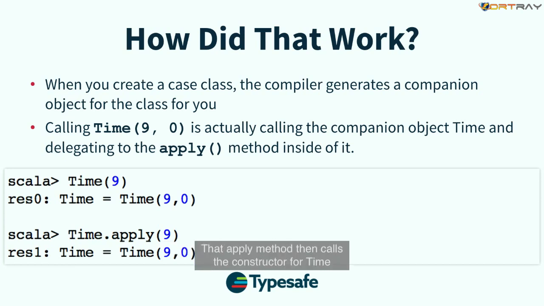That apply method then calls the constructor for time and creates a new instance of a time class, which is held in res0. You could do the exact same thing by explicitly calling the apply method, as you see in the next line.